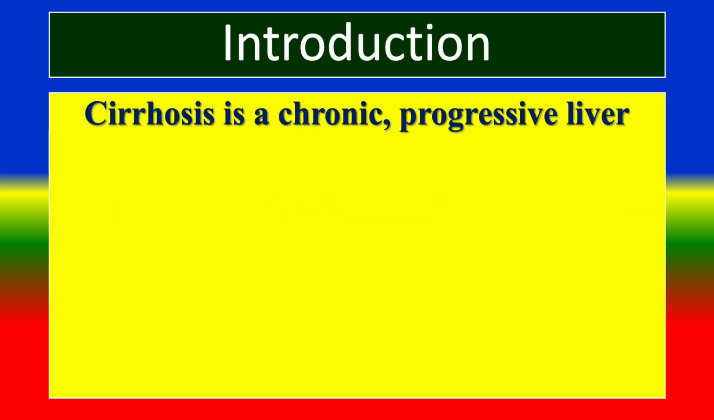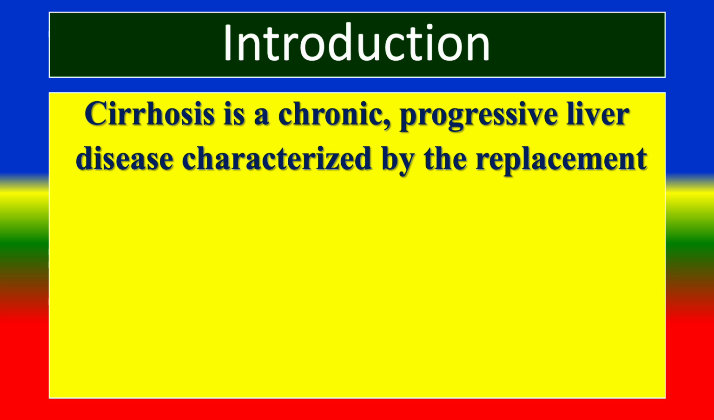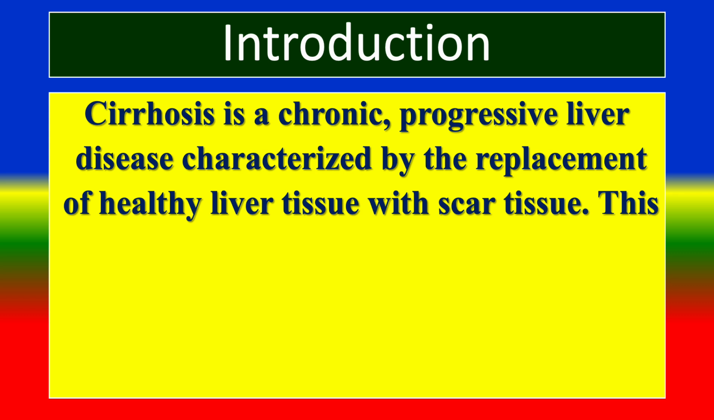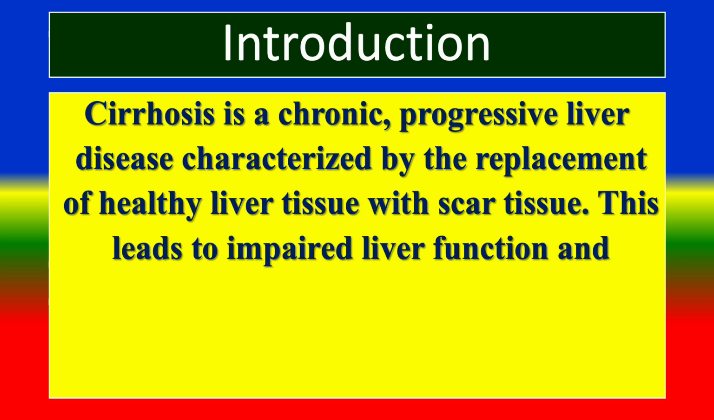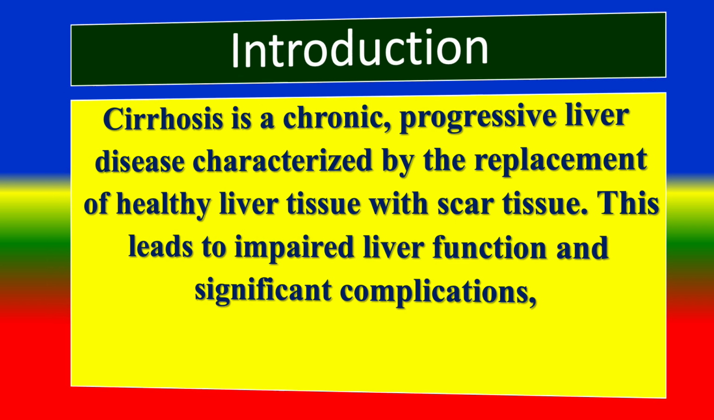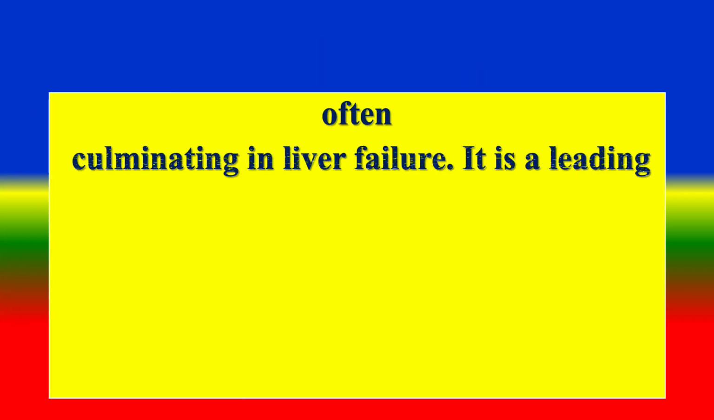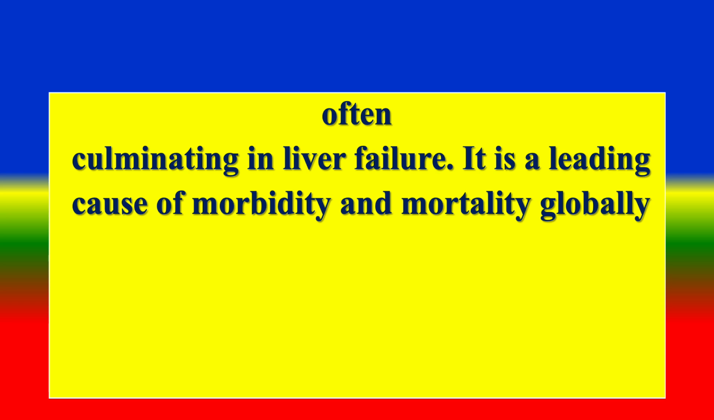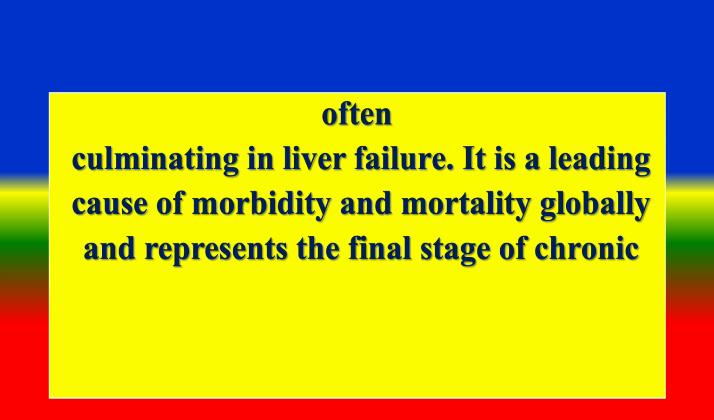Introduction. Cirrhosis is a chronic, progressive liver disease characterized by the replacement of healthy liver tissue with scar tissue. This leads to impaired liver function and significant complications, often culminating in liver failure. It is a leading cause of morbidity and mortality globally and represents the final stage of chronic liver disease.